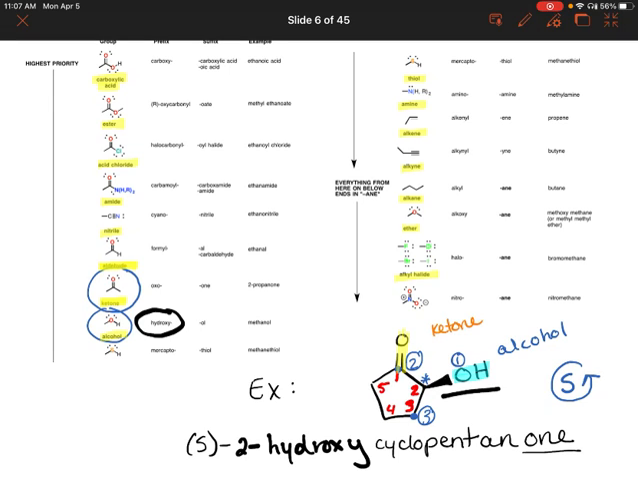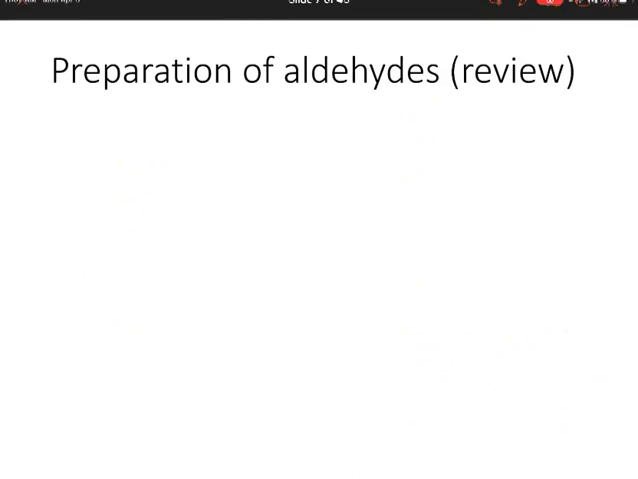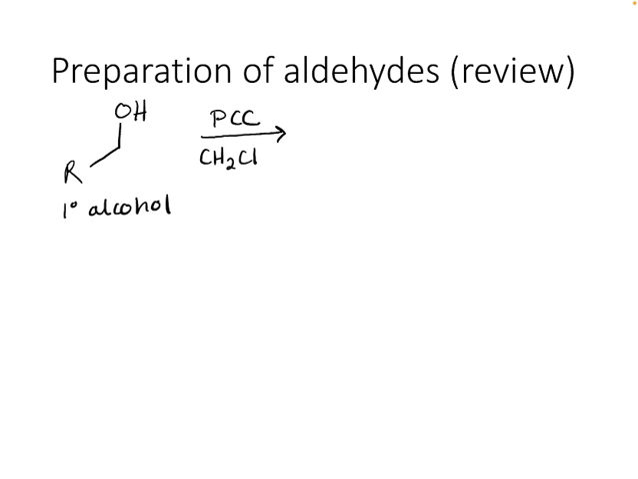Okay, now we're just going to do a little bit of review and then we'll stop the video. So we are going to look at how to prepare aldehydes and ketones. Again, this is review. We've seen all these reactions before. So let's say you have a primary alcohol. You can use PCC and then an organic solvent like dichloromethane, and that will give you your aldehyde.